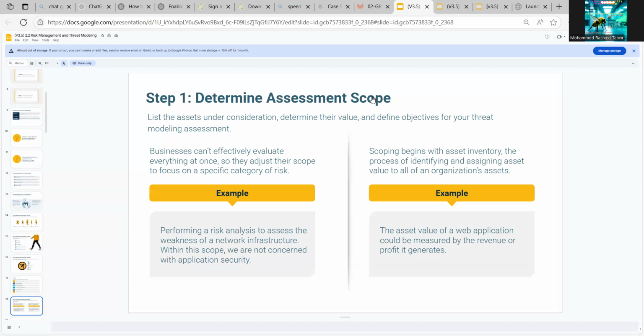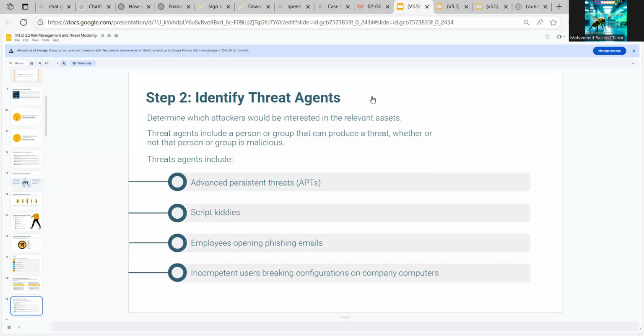And to determine the assessment scope, first one is asset value, then objective. Objective is the metric that the business wants to achieve, such as reducing the incidence of DDoS attacks against its server. So first we determine the assessment scope. How do we determine it? Number 1, asset value. Number 2, objective. Then step number 2, identify threat agents.